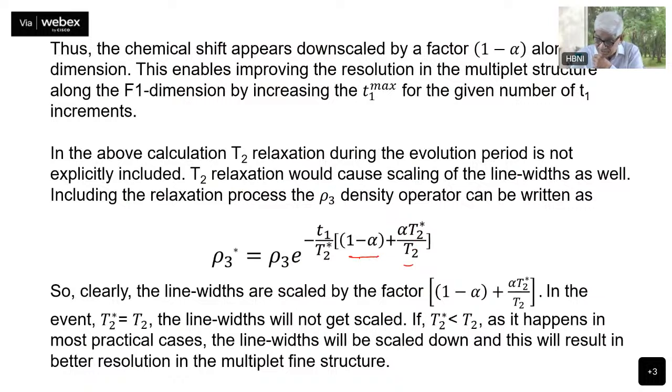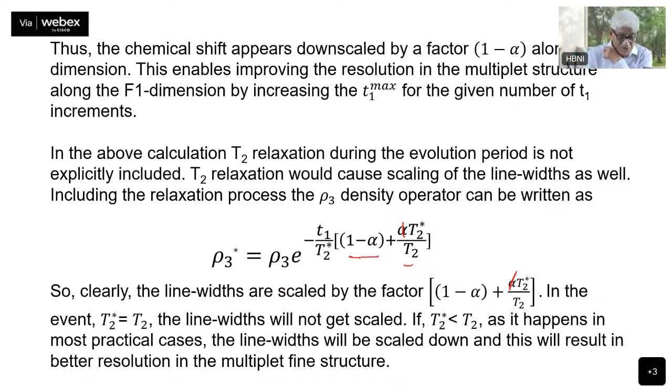Okay, now again, there is a mistake here. Yes, alpha should not be there here. So minus T1 by T2 star into T2 star by T2. So T2 star will cancel. So you will get e to the minus T1 by T2. So that is the coupling constant evolution. 1 minus alpha is the chemical shift evolution. Therefore, we get minus T1 by T2 star there. So therefore, now this also will go. So that's clearly the line widths are scaled by the factor 1 minus alpha plus T2 star by T2. Okay, minus T1 by T2, that is correct.